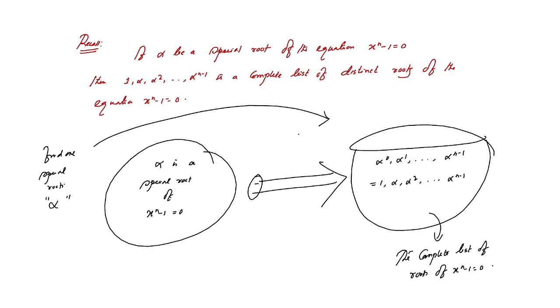So how to find the complete list of distinct roots of an equation? Just think about one special root, and then think about the powers alpha to the power 0, alpha to the power 1, up to alpha to the power n minus 1. You will get all the distinct roots. So this is very tricky and very obvious.